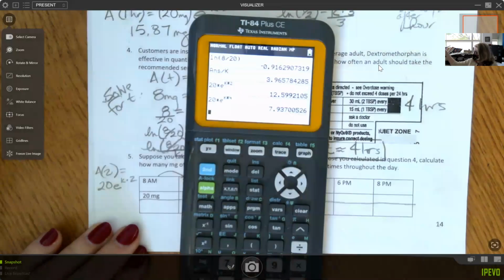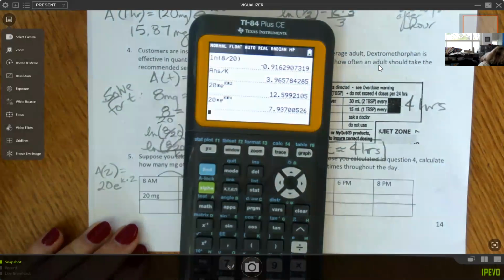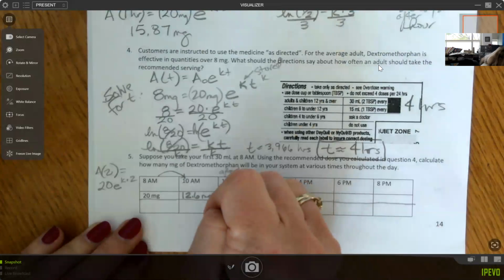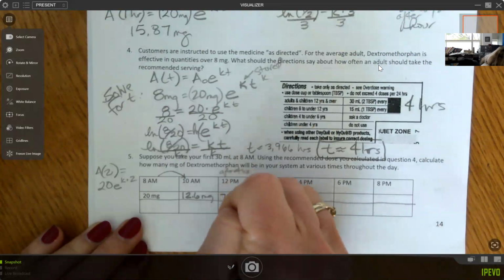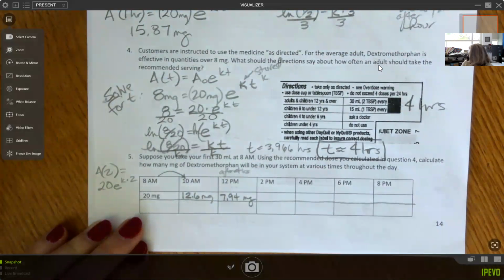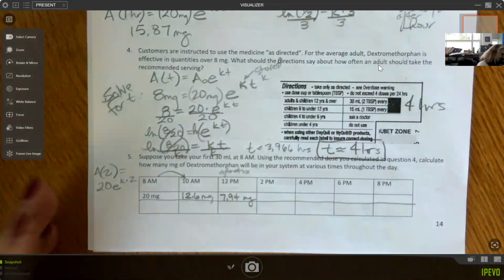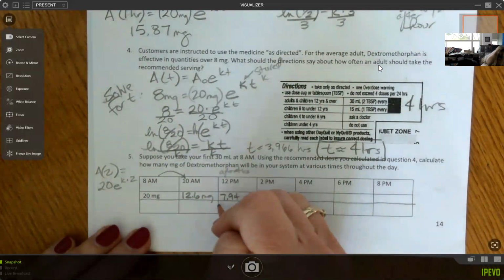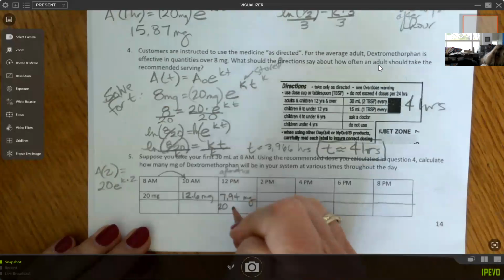Okay, are we good that we're at like 7.94? Okay, but now 4 hours have gone by. So what am I going to do right now? I'm going to take my next dose, right? 4 hours have gone by, so I now take another 20 milligrams.